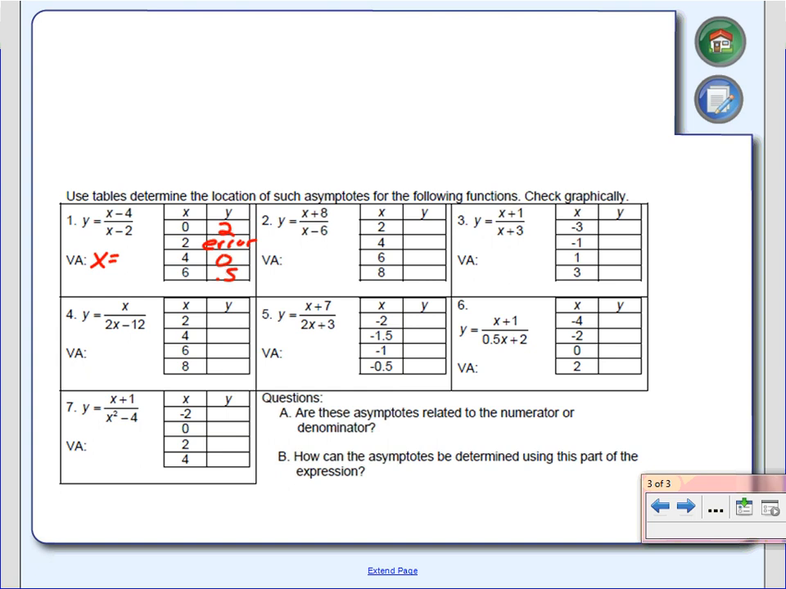2. And how do we know it's 2? Well, because that's where the error occurs. So again, vertical asymptote for number 1 is x equals 2. That's that line that we're going to come close to, but not touch.